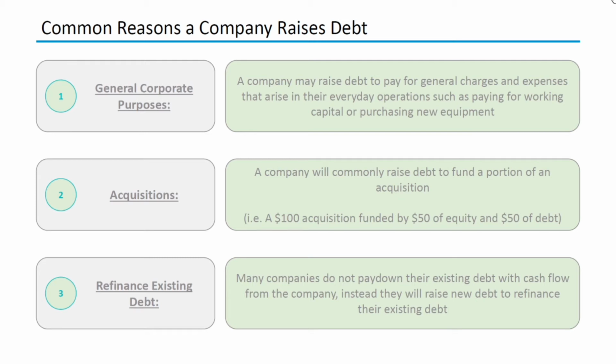Second is for acquisitions. A company will commonly raise debt to fund a portion of an acquisition. For example, a $100 acquisition may be funded by $50 of equity and $50 of debt. And a third reason a company might raise debt is to refinance existing debt. Many companies do not pay down their existing debt with cash flow from the company. Instead, they will raise new debt to refinance their existing debt.